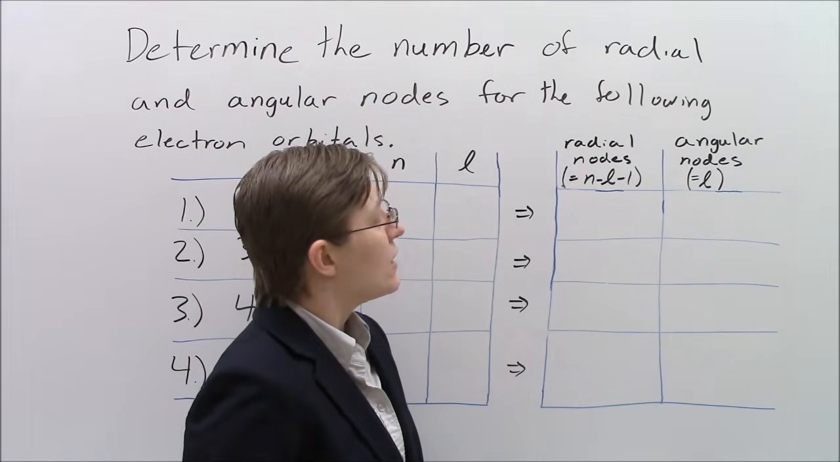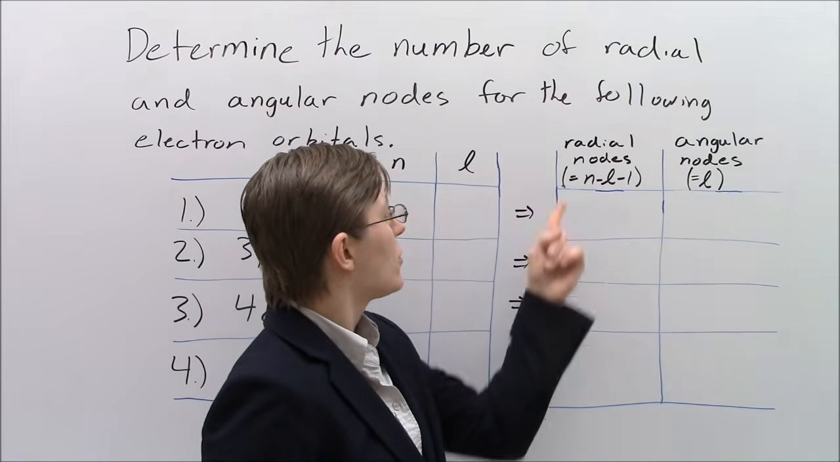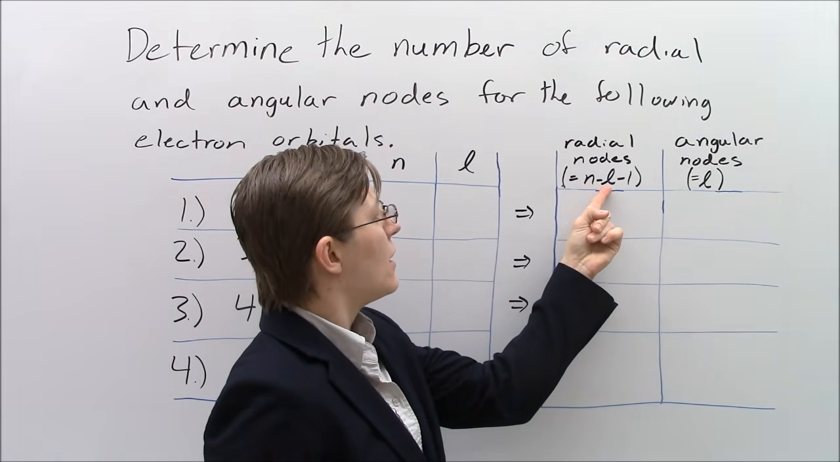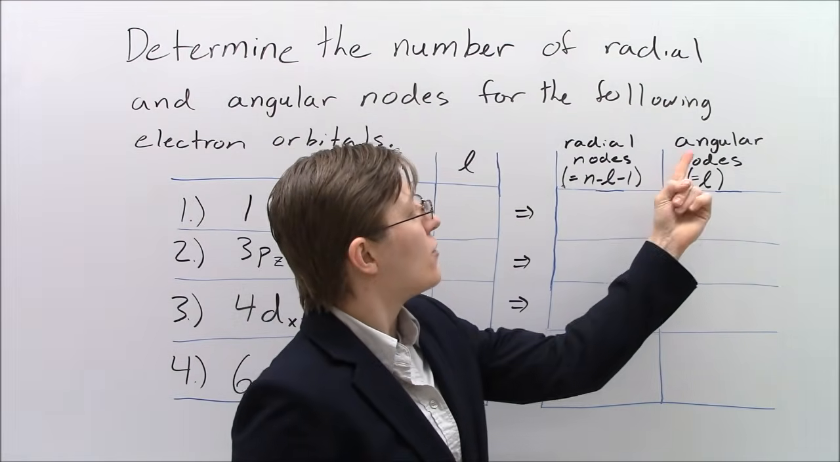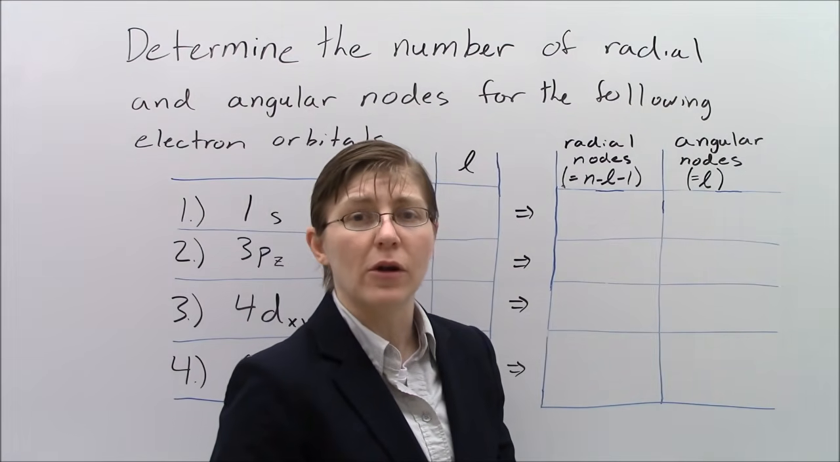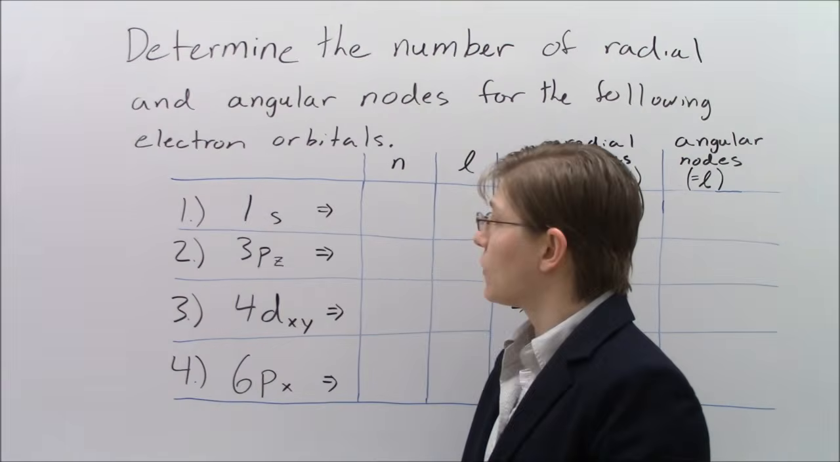We can calculate the number of radial nodes by remembering that the number is equal to n minus L minus 1. This will give us a numerical value. Our number of angular nodes is simply equal to the numerical value of L. So let's look at our first example.